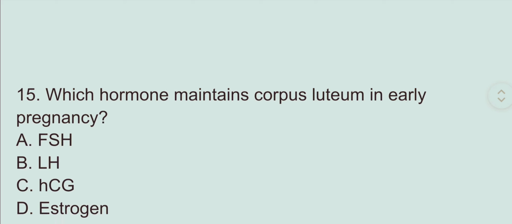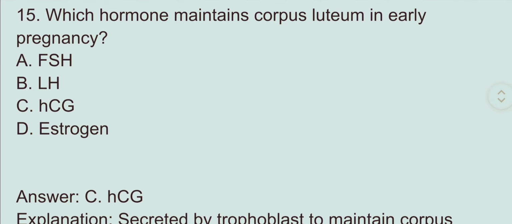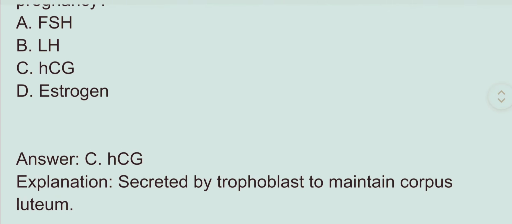Question number 15. Which hormone maintains corpus luteum in early pregnancy? The correct option is option C, hCG, which is secreted by the trophoblast to maintain the corpus luteum.